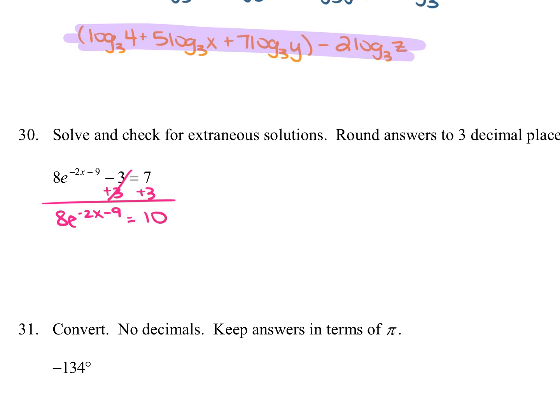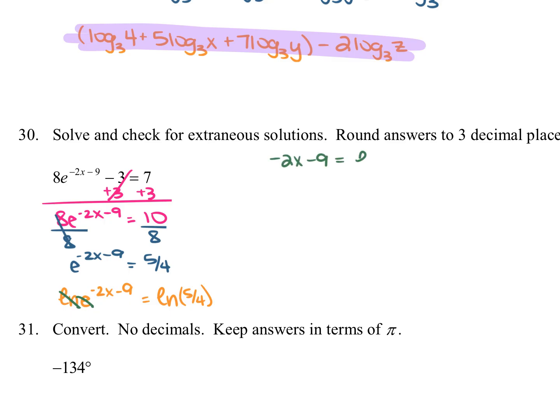From here, we're going to divide each side by the 8 to get e to the power of negative 2x minus 9 is equal to 5 over 4. Then we're going to take the natural log of both sides to get rid of that e. So we have the natural log of e to the power of negative 2x minus 9 is equal to the natural log of 5 over 4. ln and e cancel each other out. So you have negative 2x minus 9 is equal to the natural log of 5 over 4.